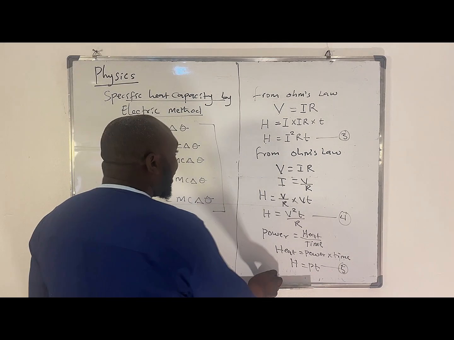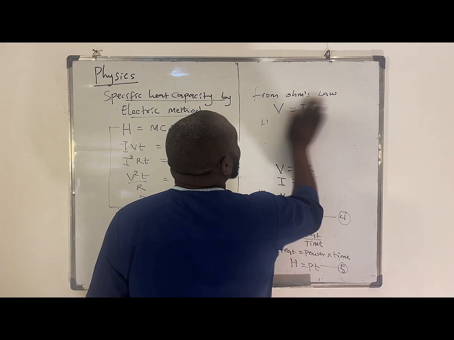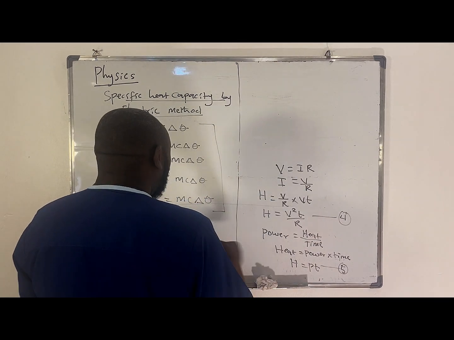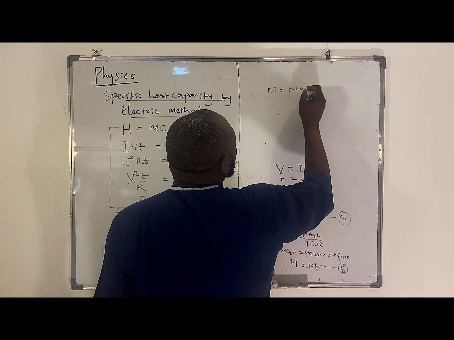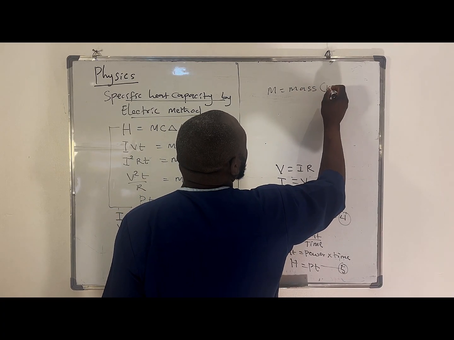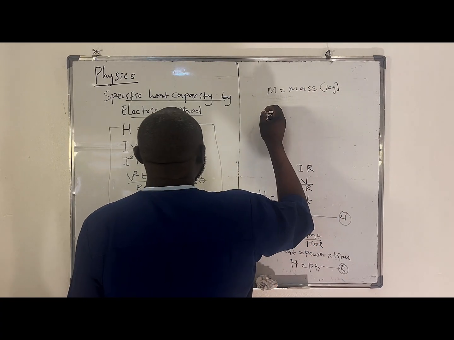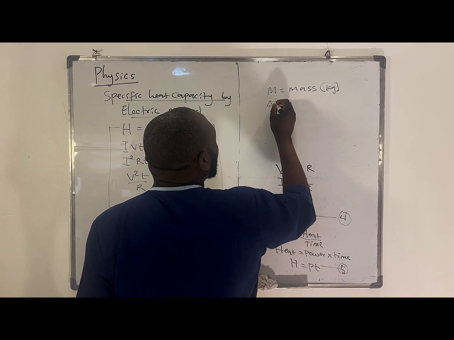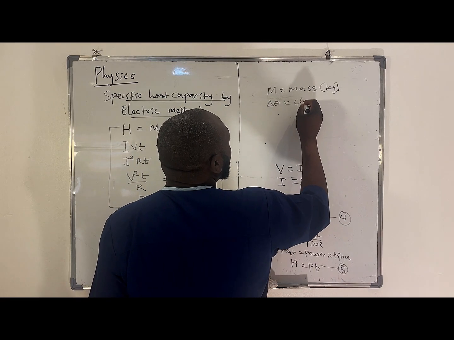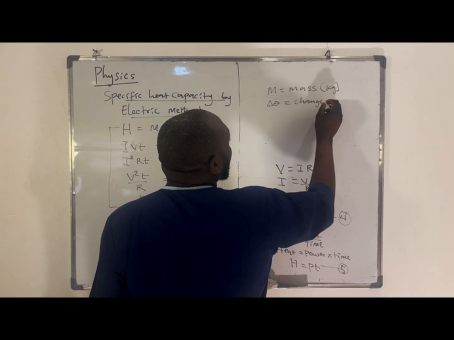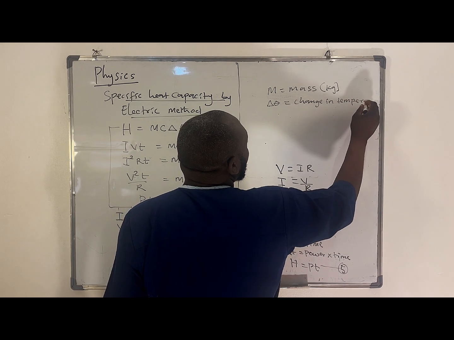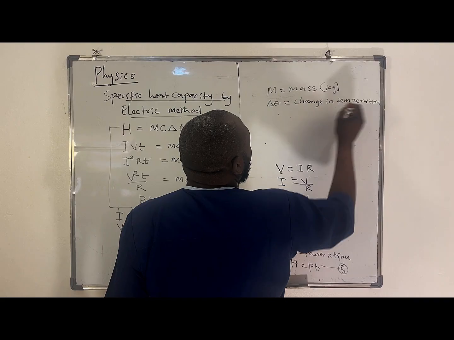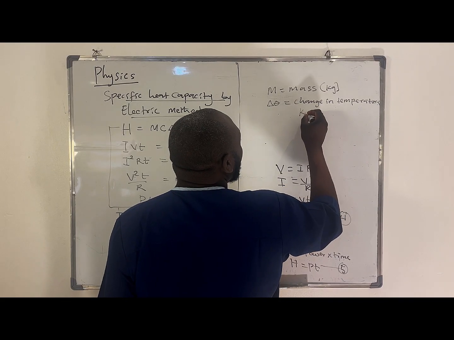What does M stand for? M stands for mass, and the unit of mass is kilogram. Then we have change in temperature, delta theta, and the unit is Kelvin.